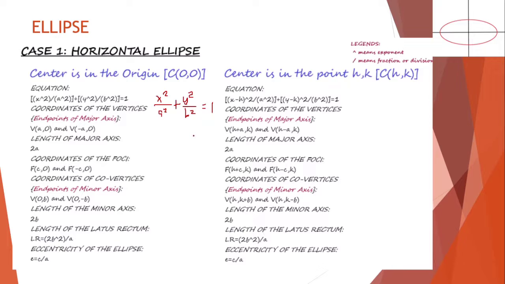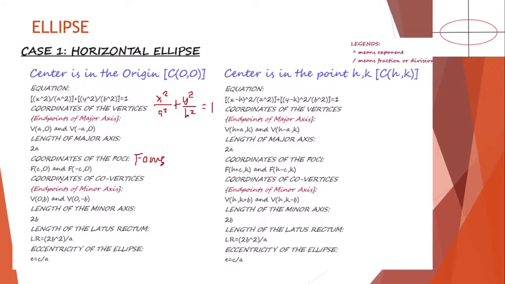This is the equation. Next, the coordinates of the vertices are (a, 0) and (negative a, 0). Next, the length of the major axis is 2a. Coordinates of the foci, that is the plural form. The singular of foci is focus. Sorry for the ugly handwriting.